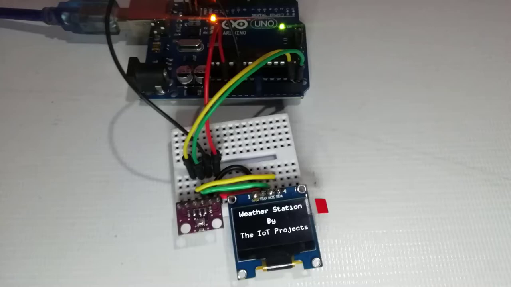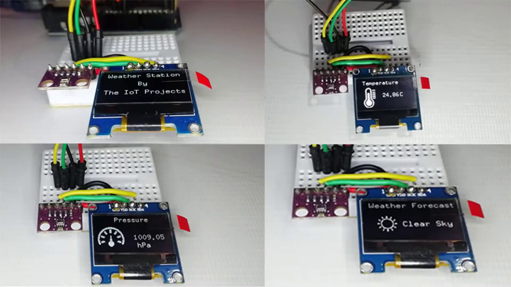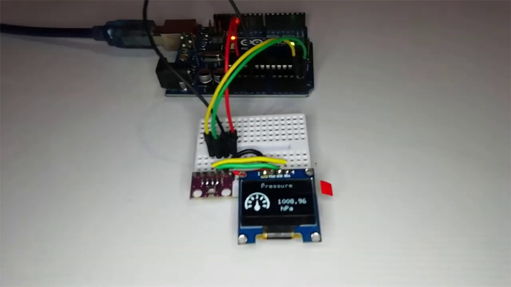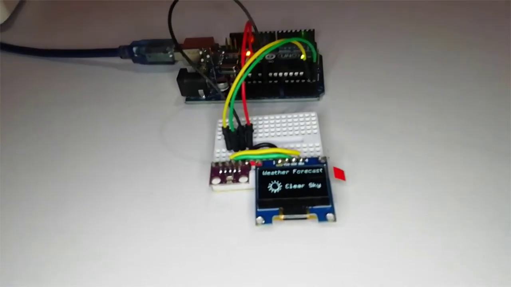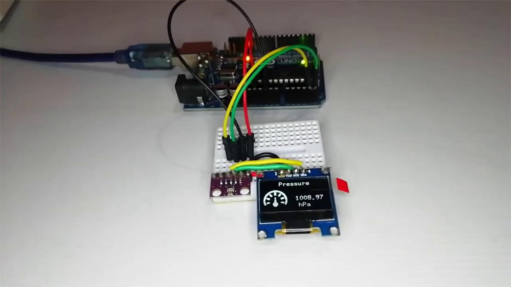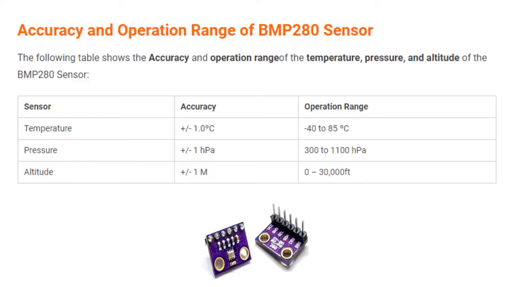The components required for this weather station project are Arduino Uno, BMP280 sensor, 0.96 inch OLED display, few jumper wires, and USB cable. The accuracy and operation range of the BMP280 sensor are given in the following table.